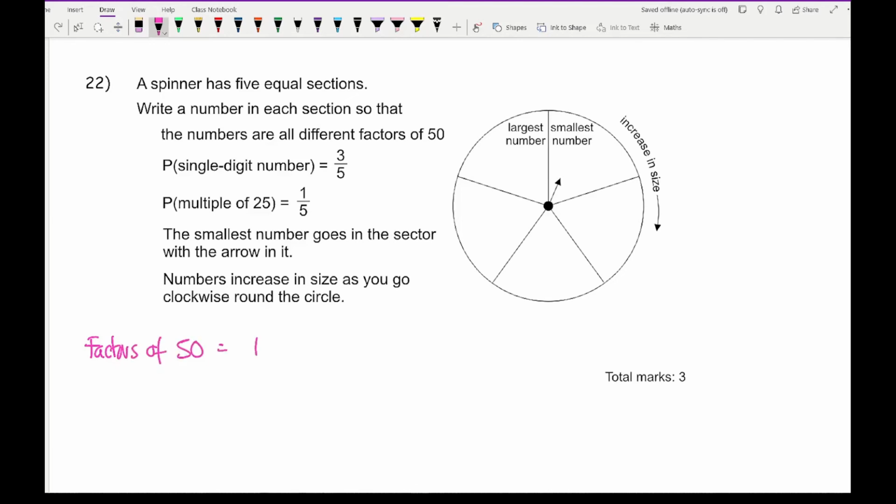And they are 1, 2, 5, 10, 25 and 50. So the 5 numbers have got to be 5 of these 6 numbers. Now the probability of being a single digit is 3/5. Well, I've only got 3 single digit numbers, so this must be 1, this must be 2, and this must be 5. It then says that only one of the numbers is a multiple of 25, so it's either going to be 25 or 50. So in this box here, I could write 25 or 50. And so therefore, this square here must be the remaining number, which is 10.